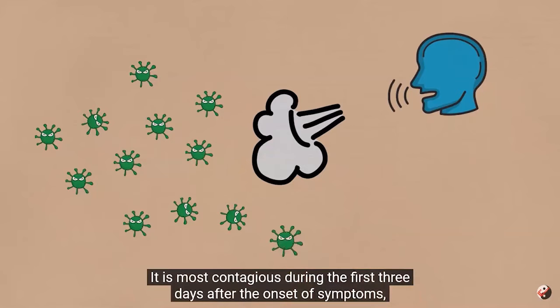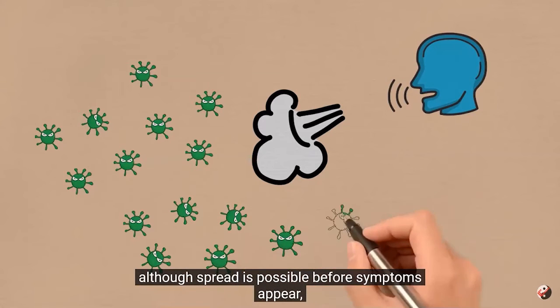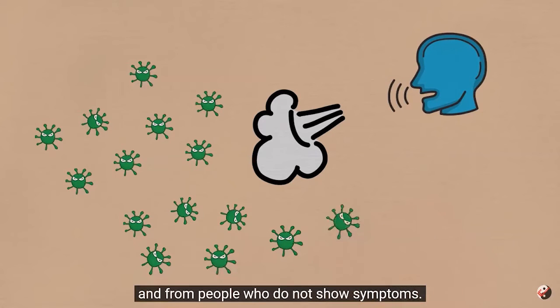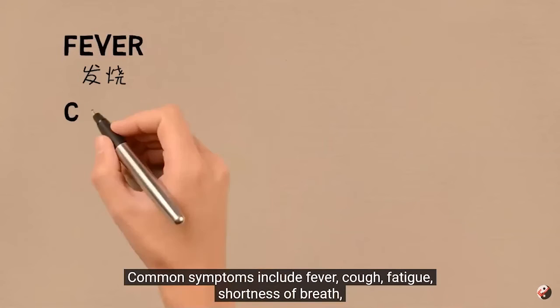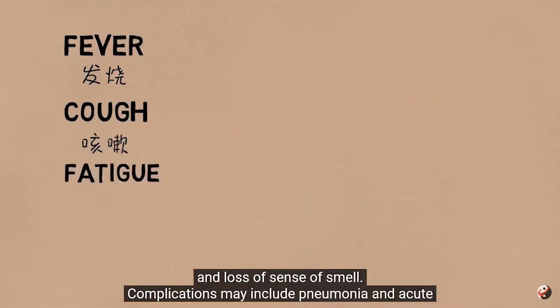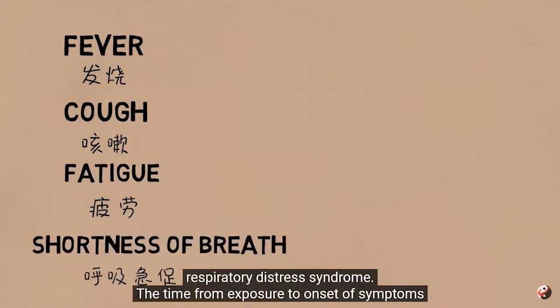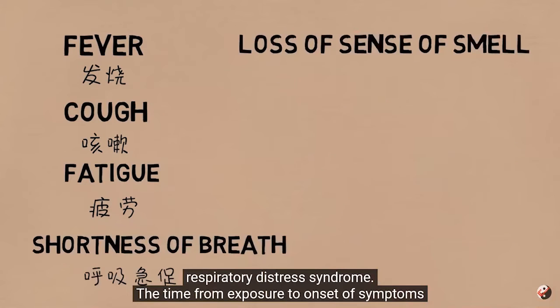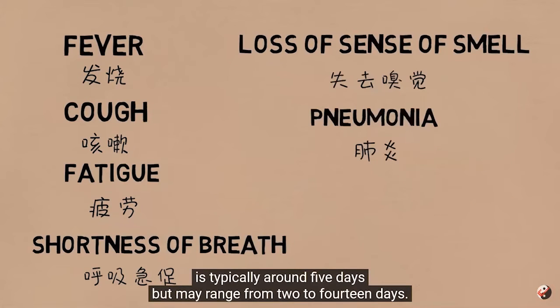It is most contagious during the first 3 days after the onset of symptoms, although spread is possible before symptoms appear, and from people who do not show symptoms. Common symptoms include fever, cough, fatigue, shortness of breath, and loss of sense of smell. Complications may include pneumonia and acute respiratory distress syndrome. The time from exposure to onset of symptoms is typically around 5 days but may range from 2 to 14 days.